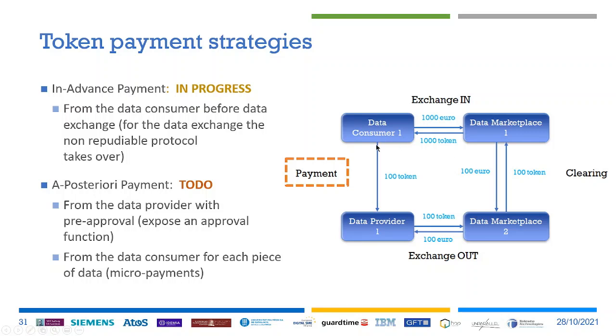In particular, for the payment, we are using the in advance payment strategy, where a data consumer pays the token amount before the data exchange. For the next release, we should discuss in detail the flow for the a posteriori payment strategies. The first, where a token amount is pre-approved by the data consumer and the data provider takes care of the token withdrawal. And the second, where the payment for each piece of data must be approved step by step by the data consumer. Okay, we can start the demo.